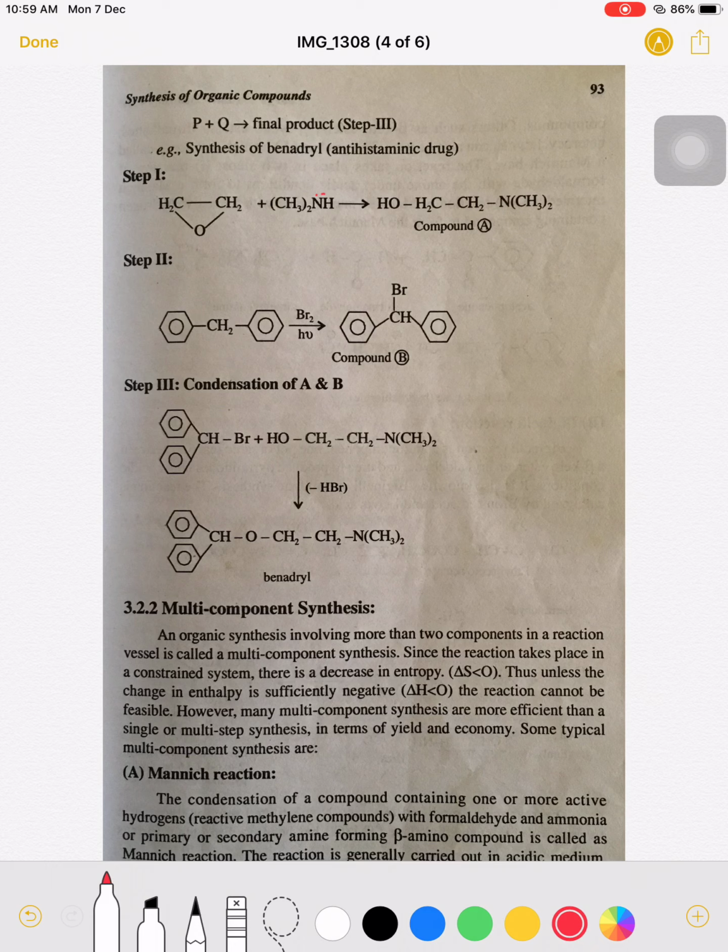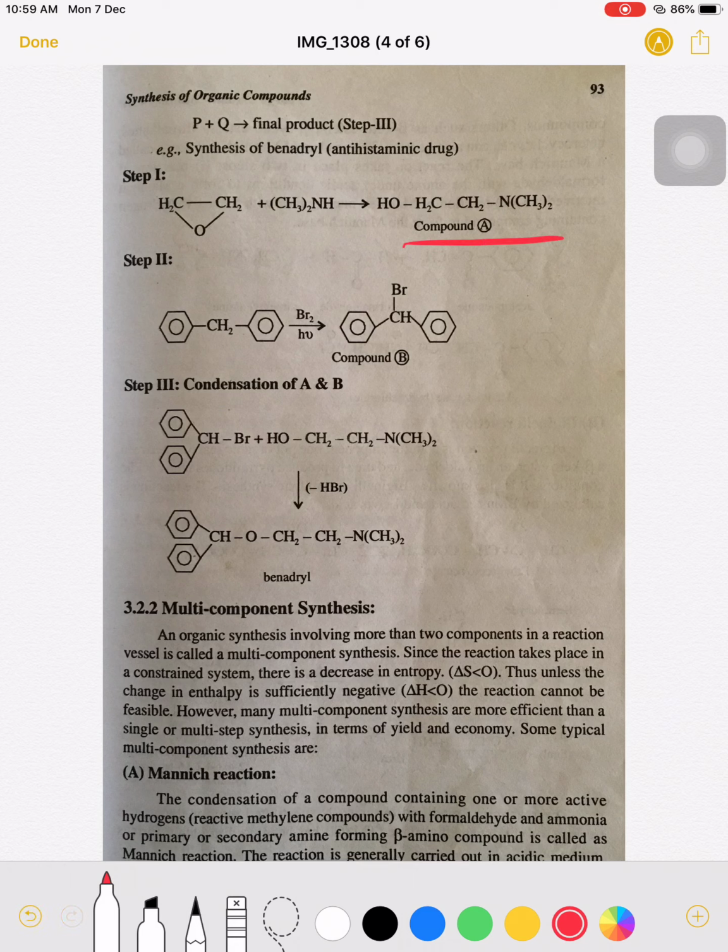Here an epoxide is there, and the amine is reacted here. The lone pair of the nitrogen attacks this carbon and the ring is opened. Therefore this hydrogen goes to the oxygen and it becomes OH, CH2, CH2, CH2, CH2, and this is N(CH3)2, CH3 twice. So we get a compound A from the epoxide and the secondary amine. The secondary amine attacks this compound, and we get compound A.